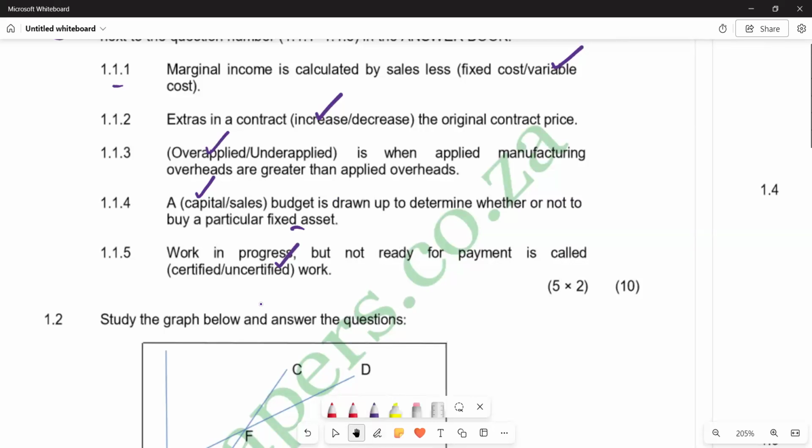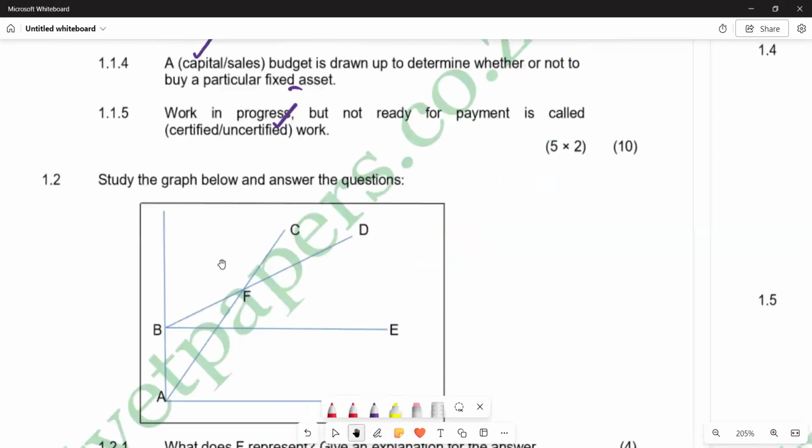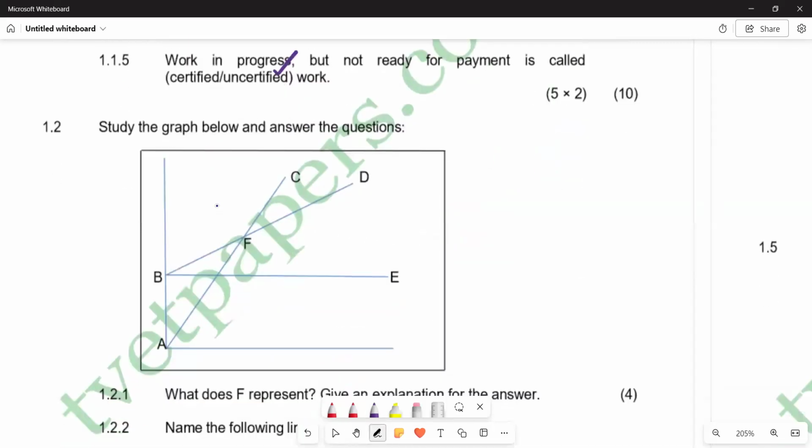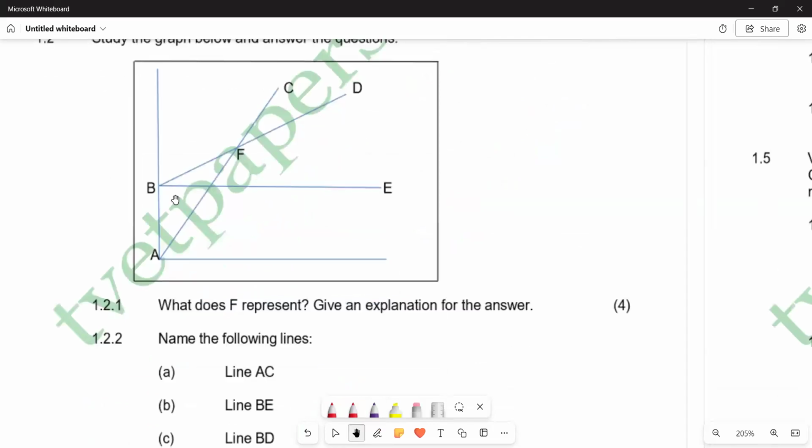Then we go to 1.2, cite the graph below and answer the questions. So you're given a graph there whereby we're having our curve that we are having for AC, and then we've got BD, BE, and obviously this is the break-even analysis graph that we are having from the look of it. Remember, so for 1.2.1, it's what does F represent? Give an explanation for the answer.